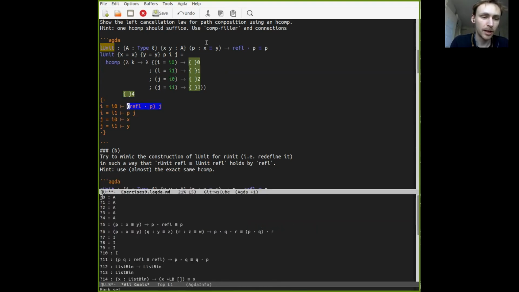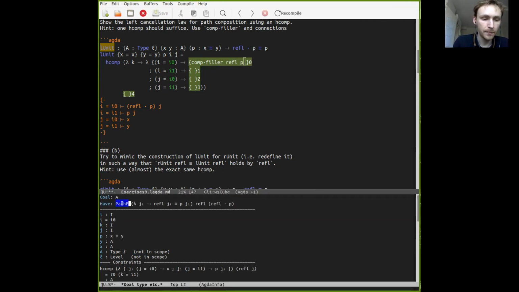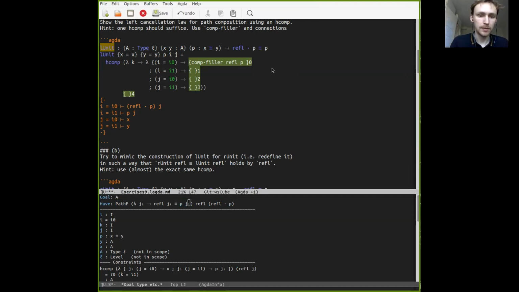Let's start with a complicated term, right? We want to destroy this path composition here, and we only have one way to destroy a path composition, which is to fold this. So let's use the construction. How did we construct path composition? Well, we use this comp filler. So comp filler refl P, what is it? It's a path P from refl to refl composed with P, over P on the right-hand side and refl on the left-hand side. Well, okay, let's plug in K here and plug in J here.